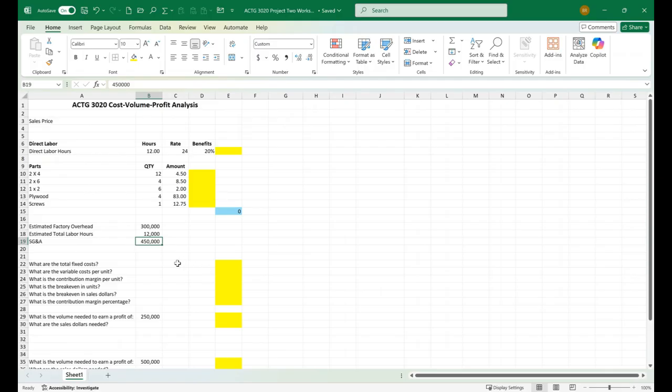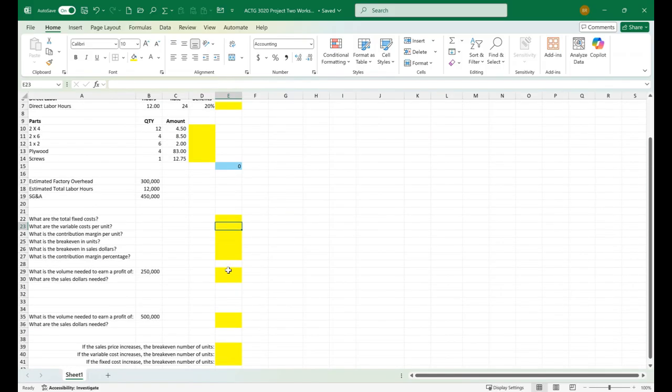So you have to determine what are the total fixed costs. So you need to input that there. And then you need to determine the variable cost per unit, which should be based on the figures that you come up with. And then what is the contribution margin per unit? This should be from the text. You should know that the contribution margin is sales price minus variable cost.